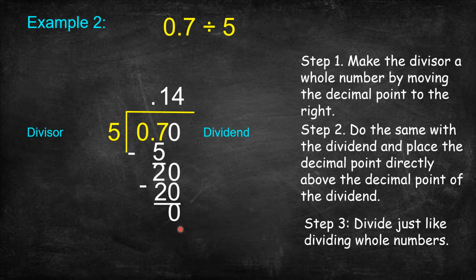Now, our remainder is already 0 at wala na tayong i-bring down. So, we are now having our final answer. So, as you can see, we have here 0.14. But remember, if a decimal has no number before the decimal point, there is always a 0. And our answer is 14 hundredths.